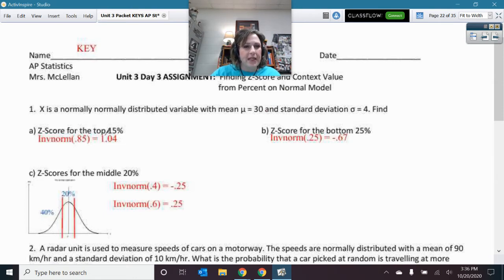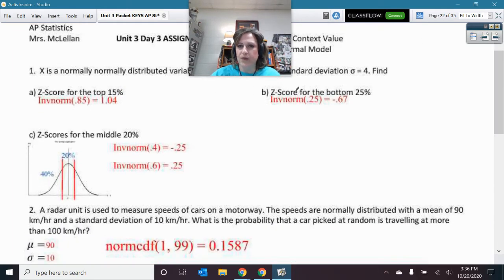All right, so we had the top 15%, so we inverse normed the bottom 85%. And there's your z-score for B, negative 0.67. And then, of course, for the middle 20%, we have 80% left between the outside edges, each containing 40%. So this inverse norm of 0.40 is negative 0.25, and then I know the other one is the positive version.